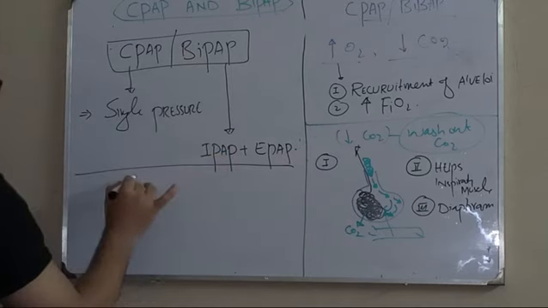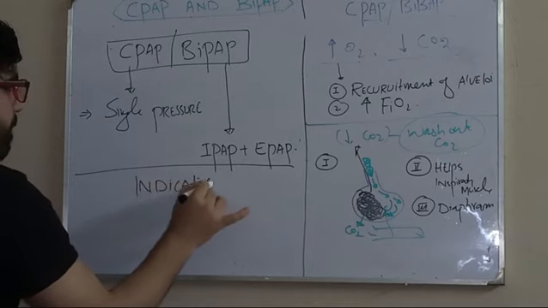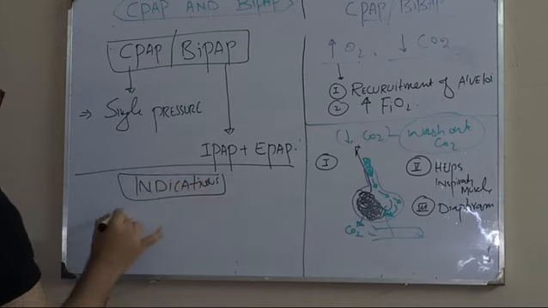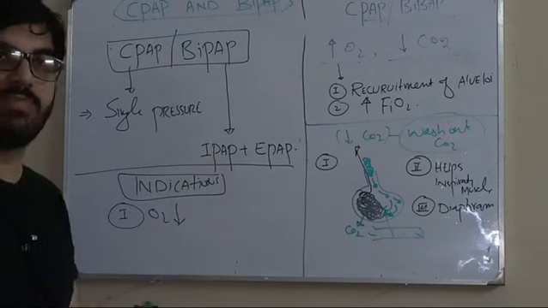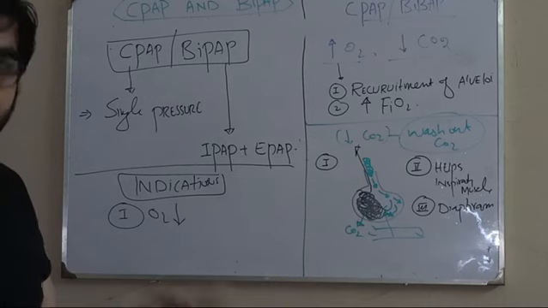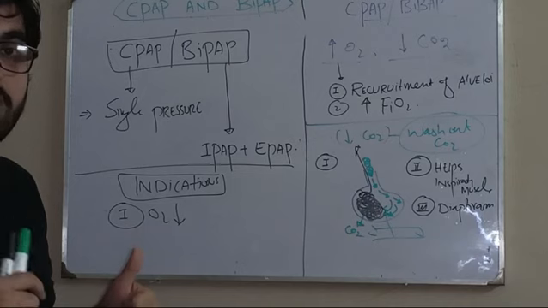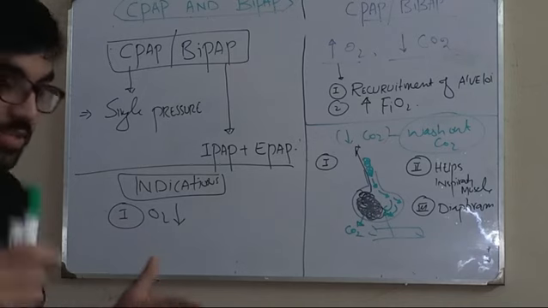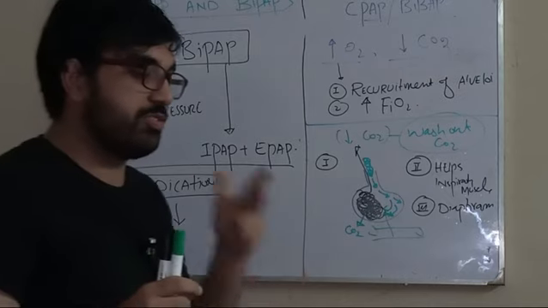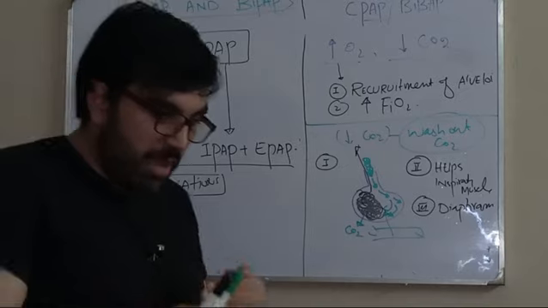Now what are the indications? When will we apply them? Number 1, decreased oxygen, hypoxemia. The patient is not maintaining the SATs, and you have tried what? Nasal cannula. You have tried what? Non-rebreather mask, surgical mask, non-rebreather mask. If the patient is not maintaining oxygen with that, the next step is to apply the CPAP or the BiPAP.